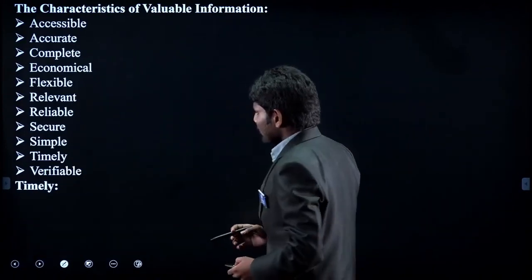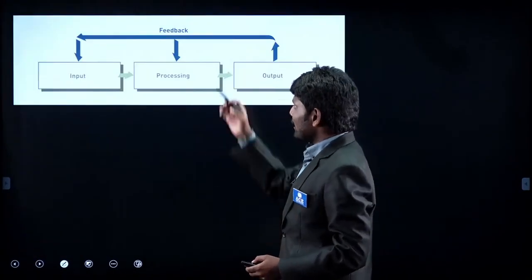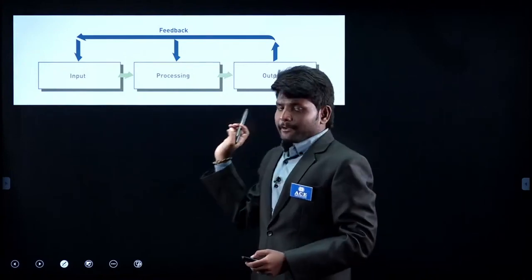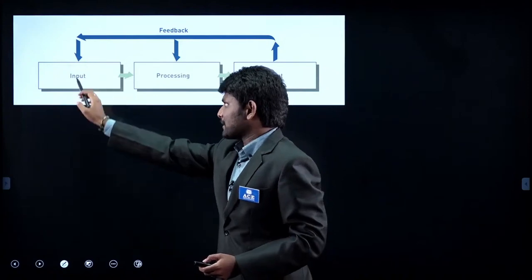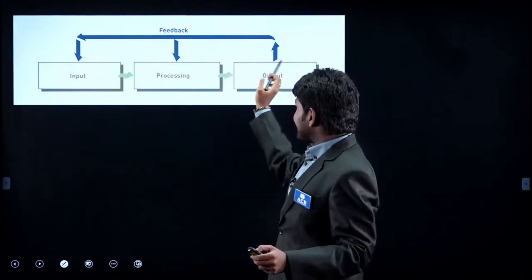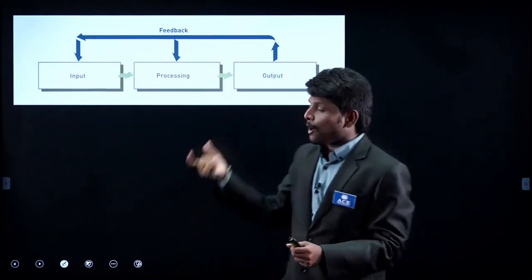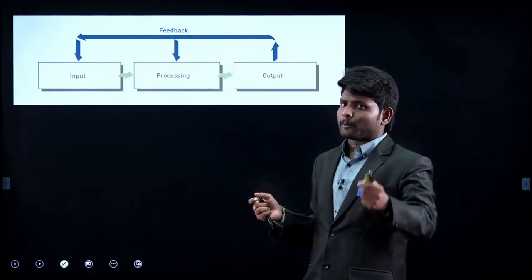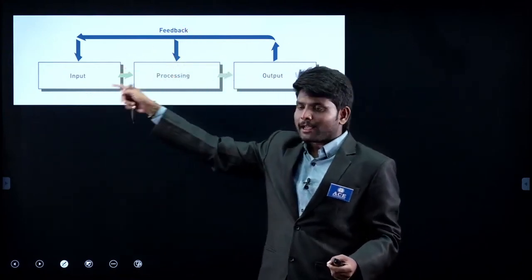Fine? So other features are timely and verifiable. The information should be verifiable. So here, I'll give you the definition of information system. What is the definition of information system? It will have some input. It will process the information and create some output. Now, after getting the output, we will give some feedback to the input. Okay, I got this output, but I want to enhance the output. So this output section will give the feedback to the input section.